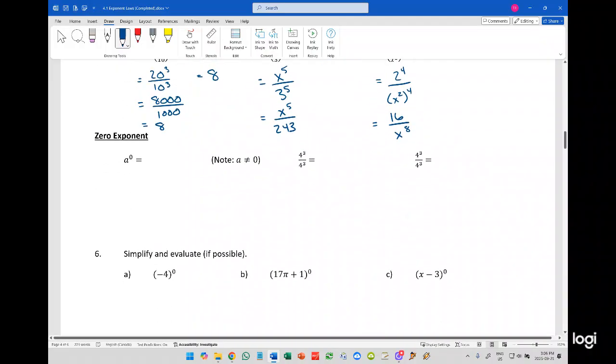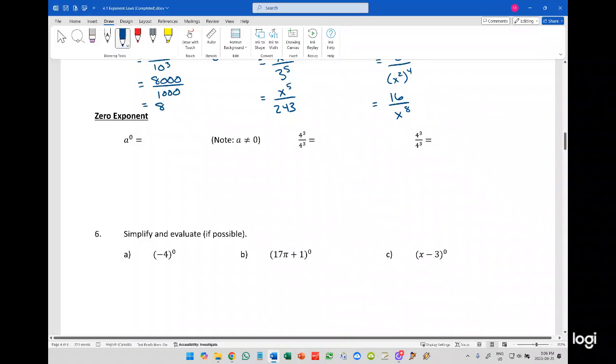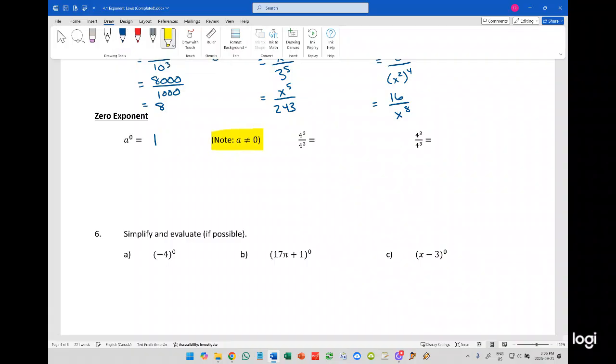This one's going to be our quickest one yet. A zero exponent just means that you have something equal to 1. And I do want to point out that that's only true if a is not equal to 0. 0 to the exponent 0 is undefined.